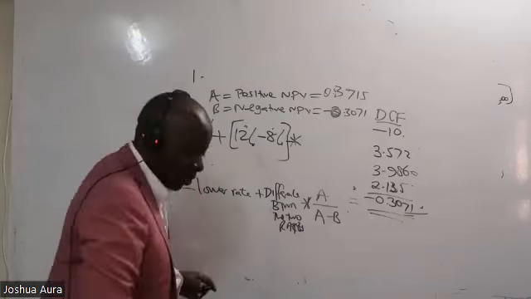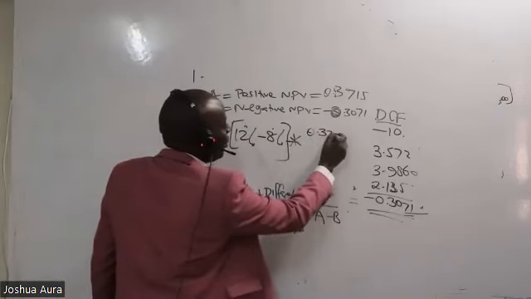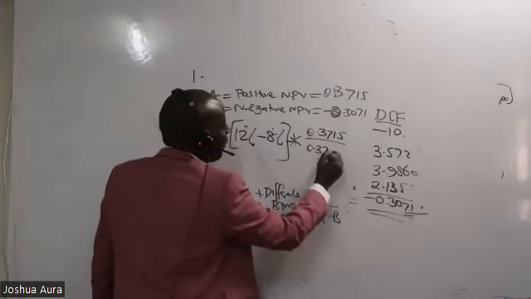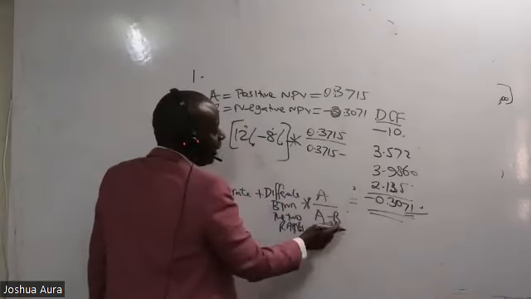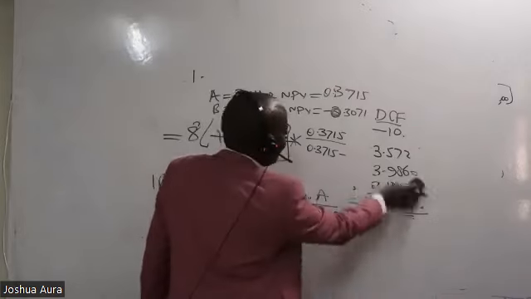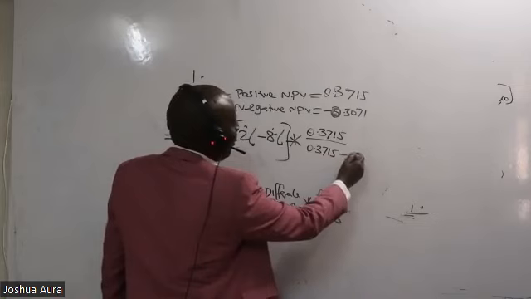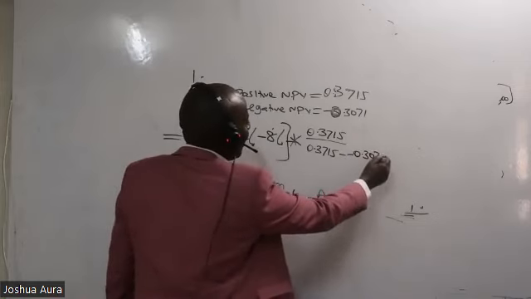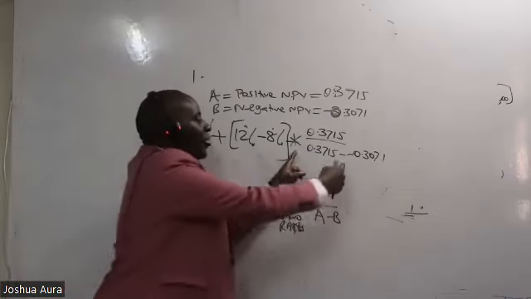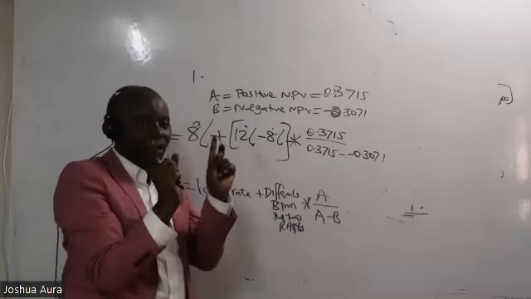Thank you so much. So times A. A is the positive NPV, 3, all over A again, which is 0.3715 minus, and then B itself is minus here. What do you know about minus and minus being together? They become plus, isn't it? And that is why you'll get some books saying that this is absolute sum. Absolute sum means that you ignore the negatives and then you add there.